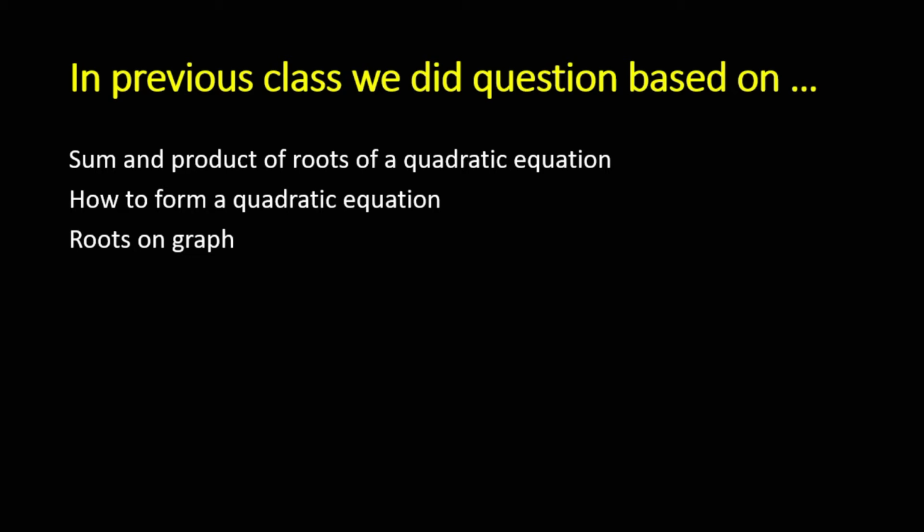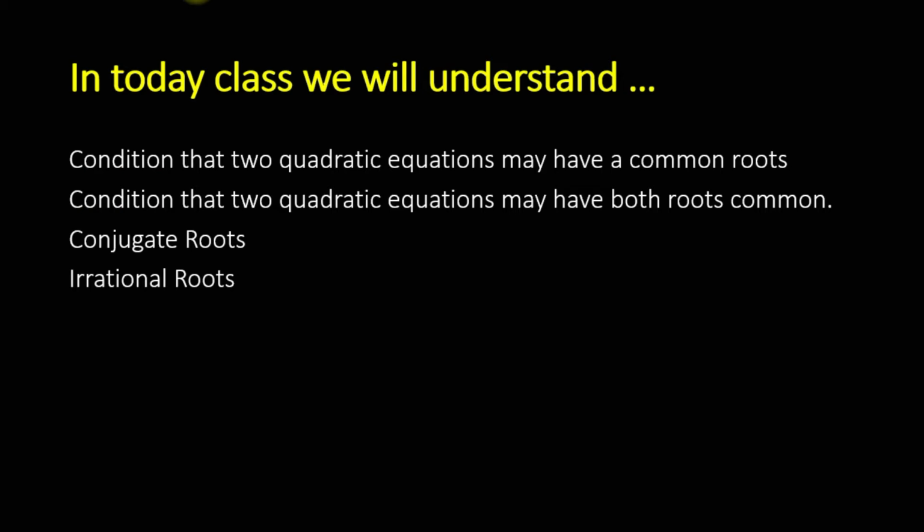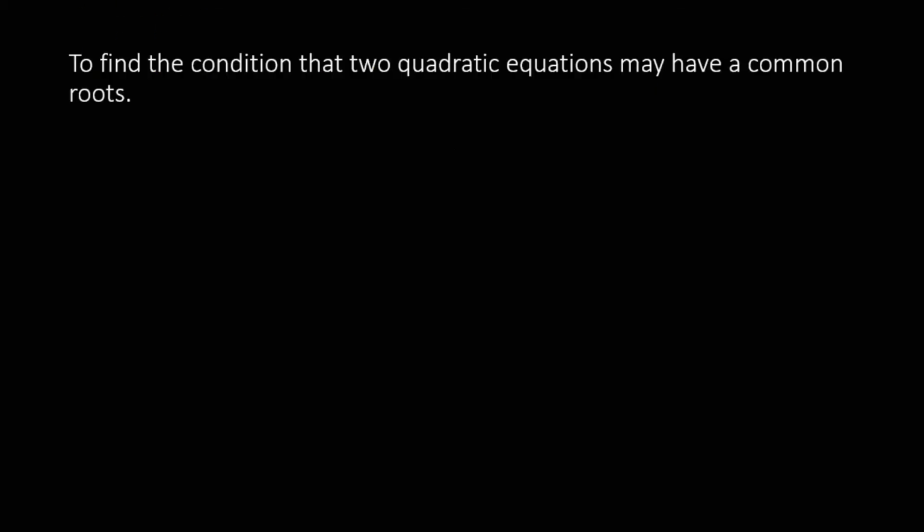Now, in the previous class, we did questions based on the sum and properties of roots of a quadratic equation, and we also formed a quadratic equation when two roots are given, and we analyzed the roots on the graph. In today's class, we will understand the condition that two quadratic equations may have a common root, and the condition that two quadratic equations may have two common roots, that is, both roots are common. We also learn about conjugate roots and irrational roots and their properties. So moving to our first slide, to find the condition that two quadratic equations may have a common root.